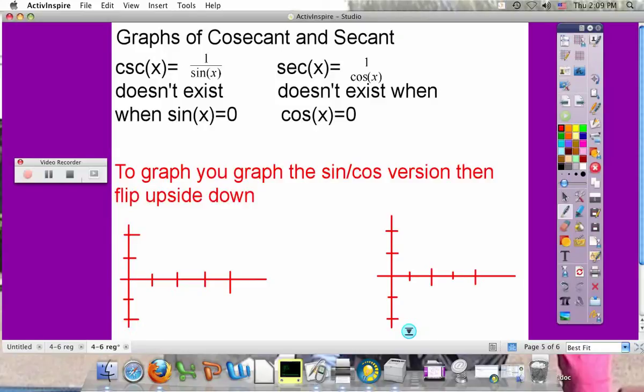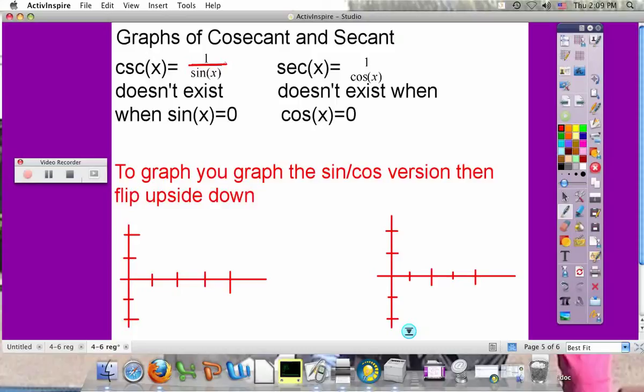The other day we worked on tangent and cotangent. Today we're going to work on cosecant and secant. Cosecant is the reciprocal of sine. So just like the others, that means it's a fraction. If it's a fraction, you have a bottom number, and when you have a bottom number, you're not allowed to have 0 on the bottom.